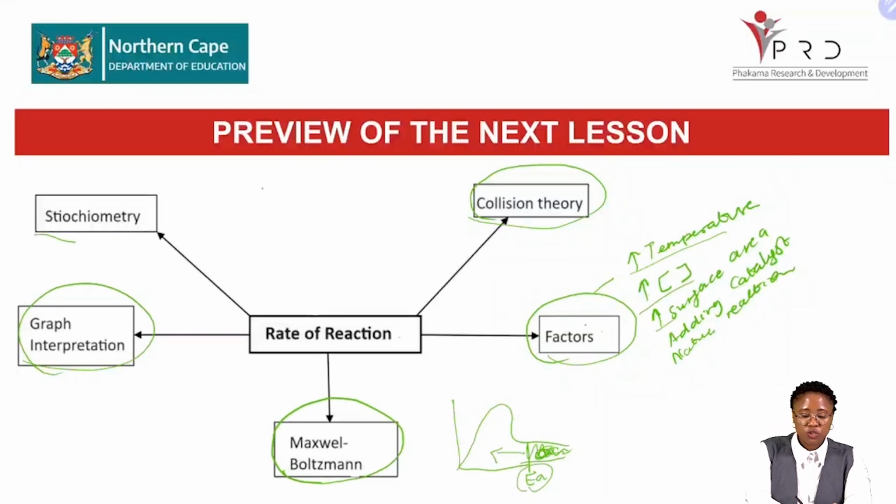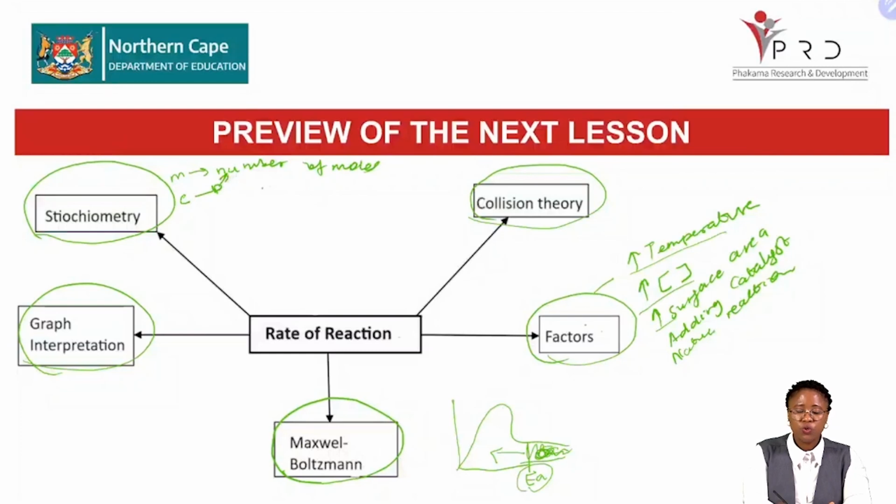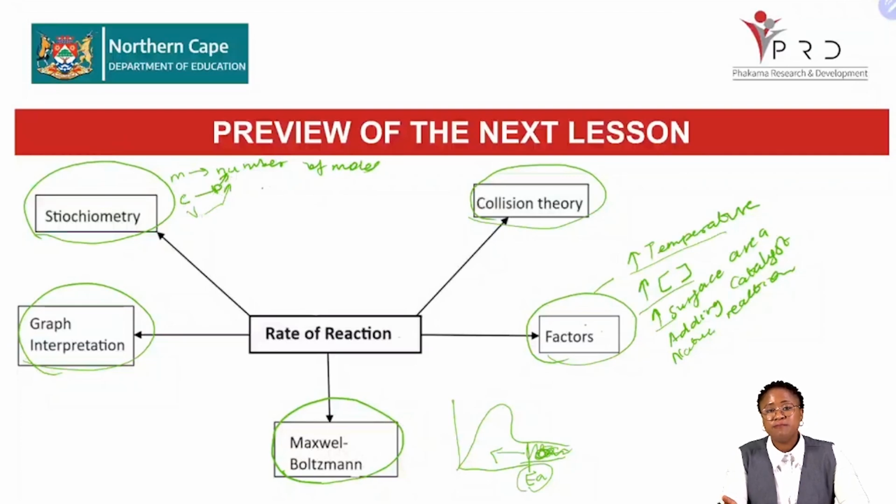And then we looked at stoichiometry calculations. What you need to do over here, when you are given the mass, all you need to do is convert to number of moles, okay? If you are given the concentration, all you need to do is convert to number of moles. If you are given the volume, again, all you need to do is convert to number of moles, and know what the examiner means by limiting reagent and excess reagent.